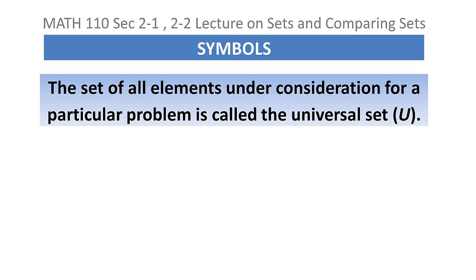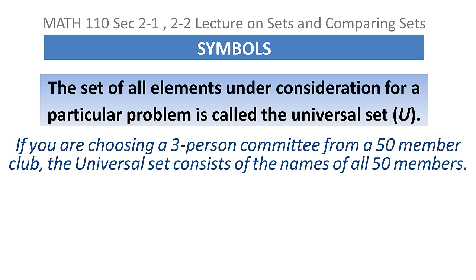Now going in the other direction, the set of all elements under consideration for a particular problem is called the universal set, and we usually use capital U for that. For example, if you're choosing a 3-person committee from a 50-member club, the universal set consists of all the people in the club, all those 50 people. The universal set would be the 50 members.